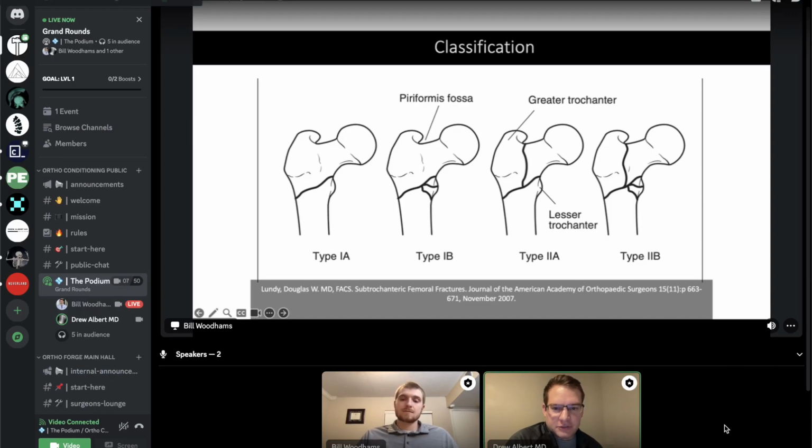So it's a good classification to know of, but someone correct me if in residency or med school you've heard it, or use the Russell-Taylor classification, but we commonly don't use it.